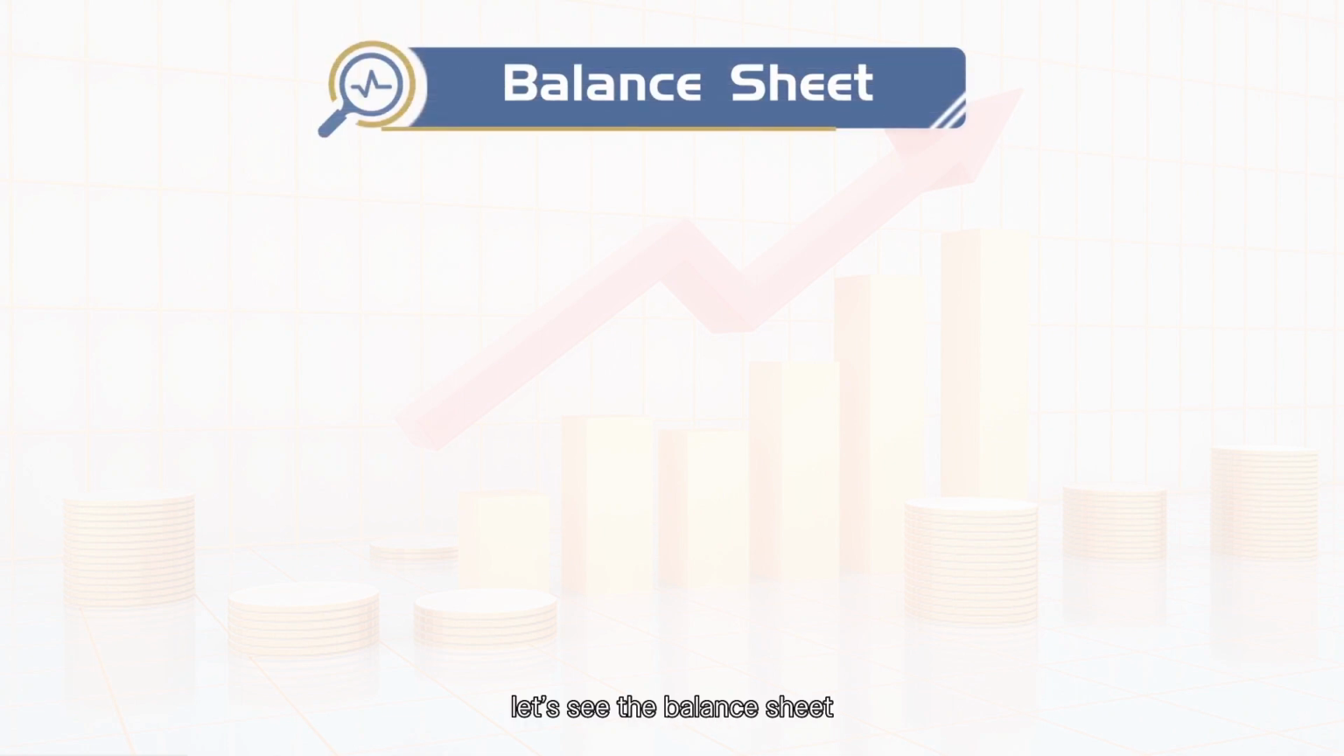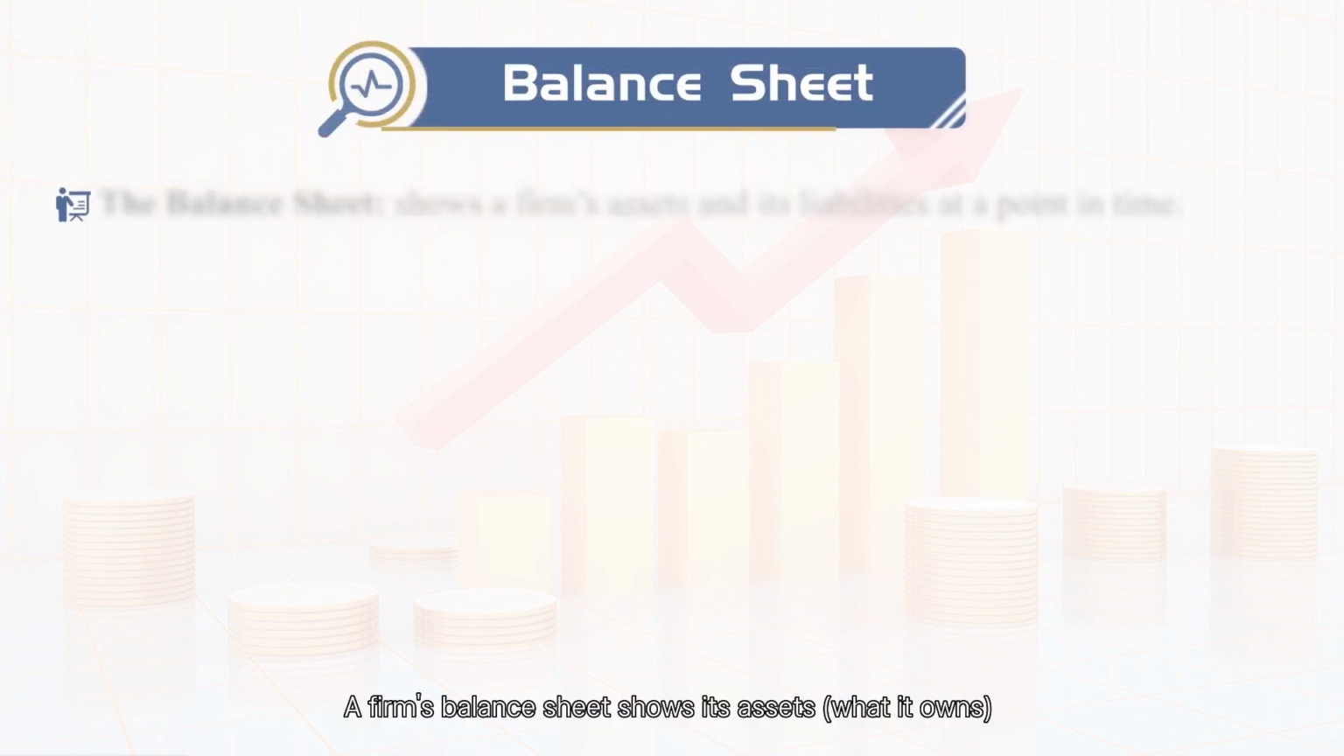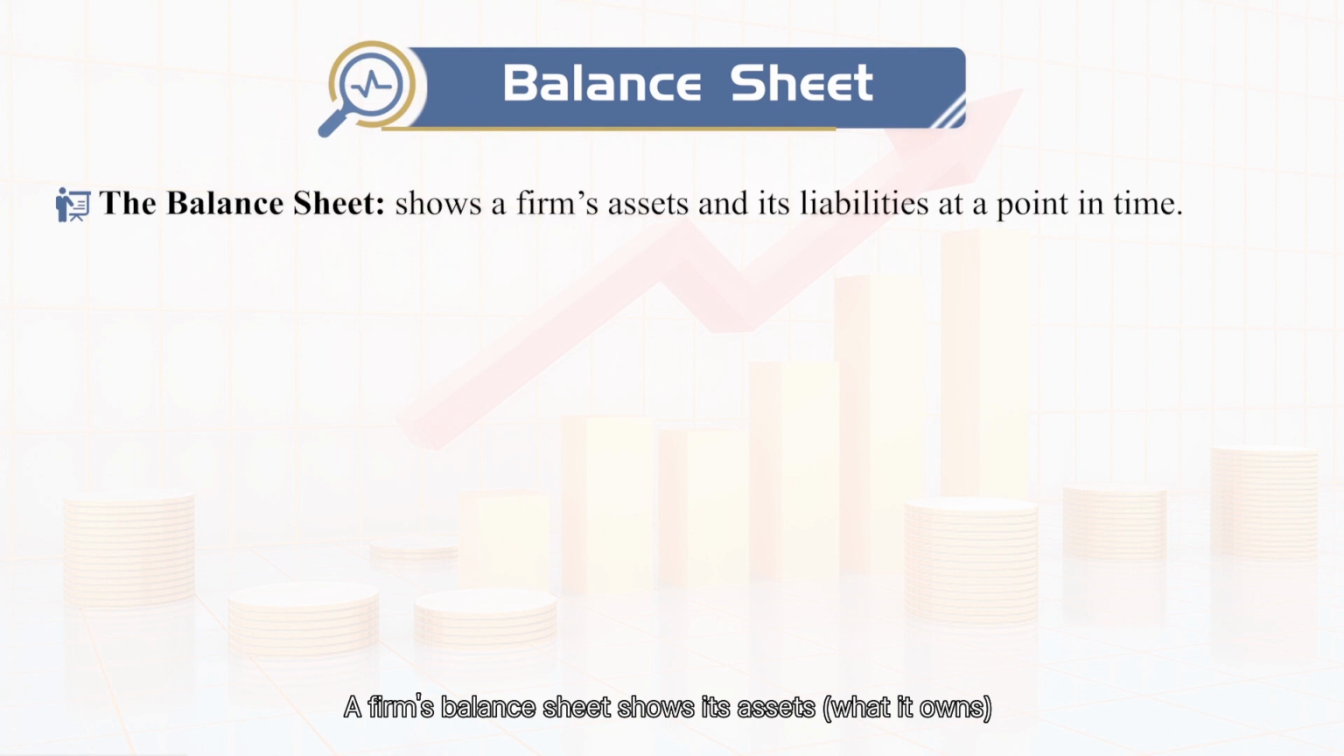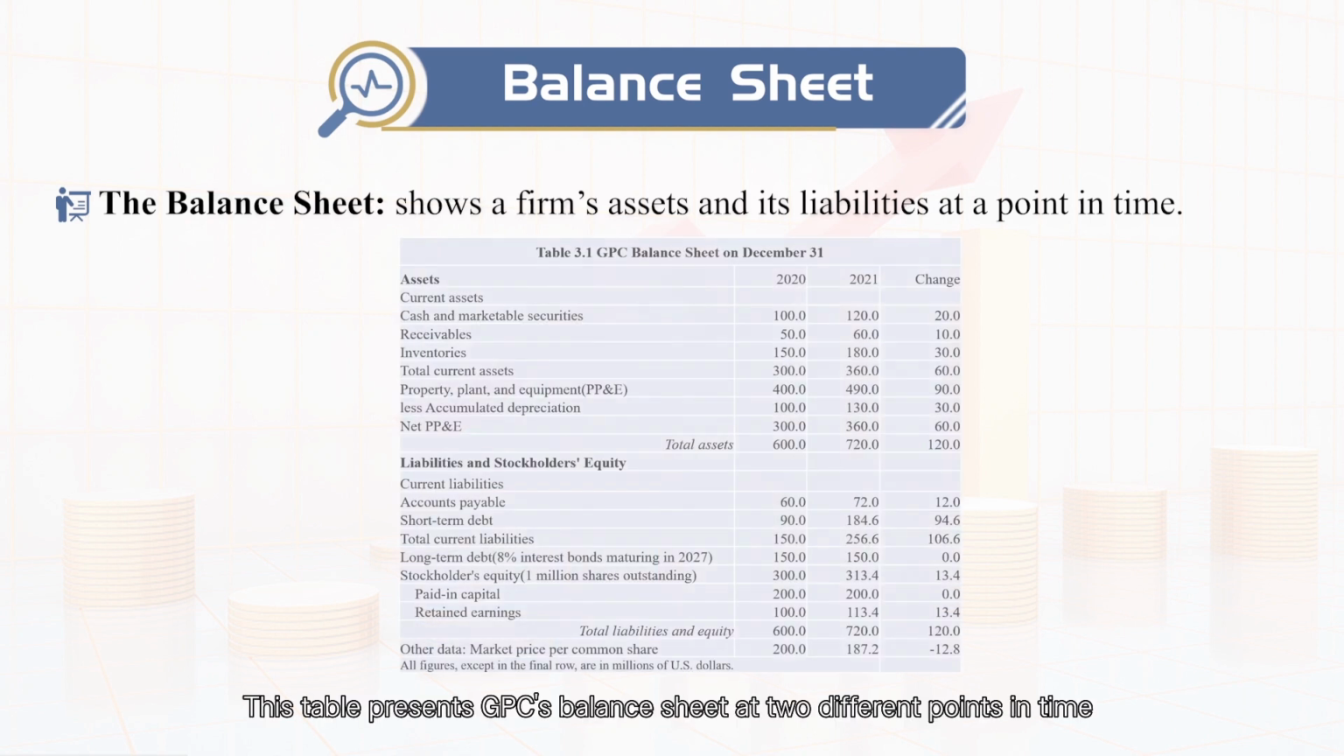First, let's see the balance sheet. A firm's balance sheet shows its assets, what it owns, and its liabilities, what it owes at a point in time. This table presents GPC's balance sheet at two different points in time that bracket the year 2021.